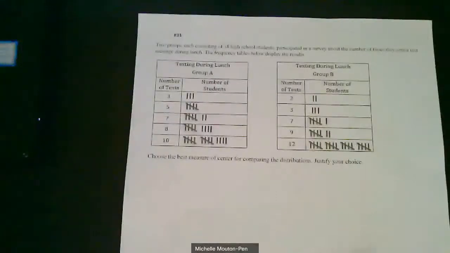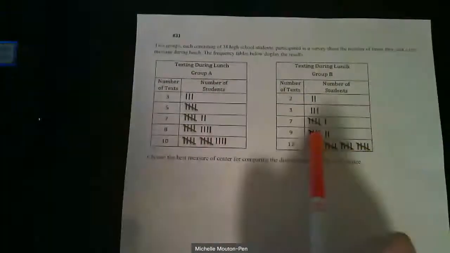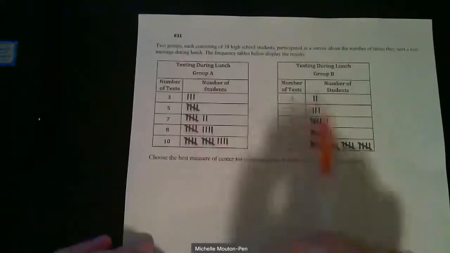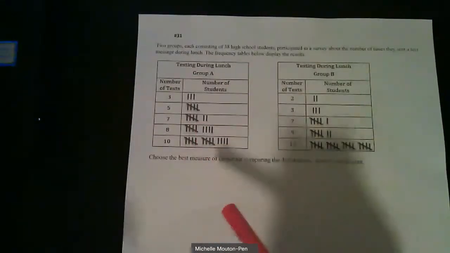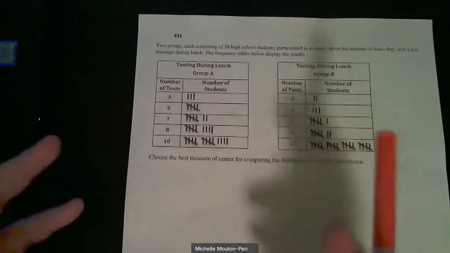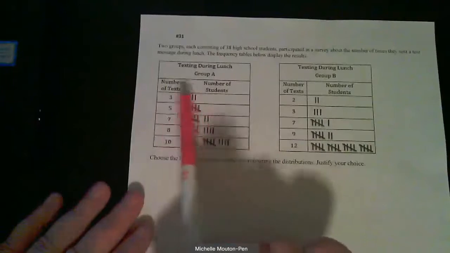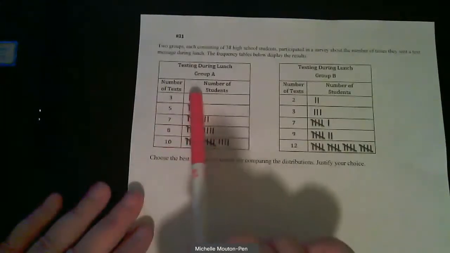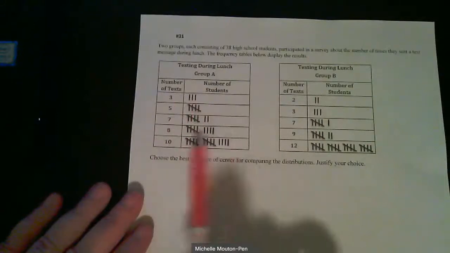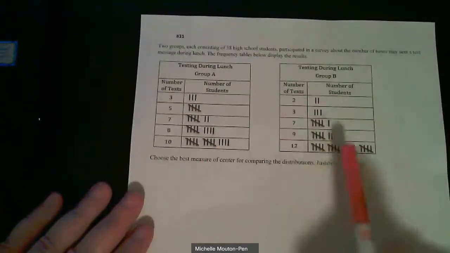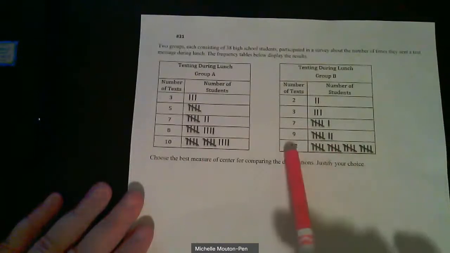Okay, so now for this one. These are what we actually call frequency tables, and in frequency tables is where you put your tally marks. Whenever you look at this, there are 2 groups, each consisting of 38 high school students who participated in a survey about the number of times they sent a text message during lunch. So the frequency tables show this. The number of people that sent 3 texts was 3, and then it goes up to 10, and basically 14 people sent 10 text messages. Then over here, 2 people sent 2, but 20 people sent 12.